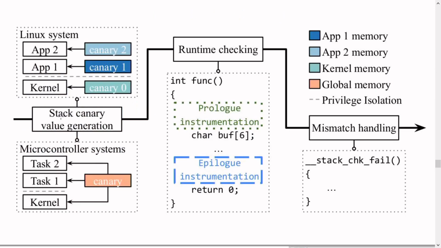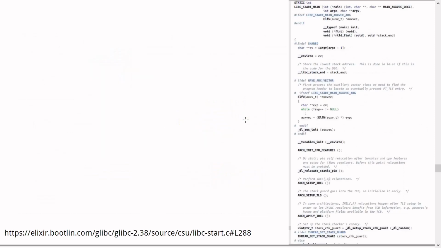So far, what we have been saying is, at the function level, what the instrumentation looks like at the beginning of each function, and also at the end. And if a mismatch happens, we call the stack check fail local C library function. We haven't talked about how that value is generated. For Linux right now, that value is only generated once. So for all the functions in the same program, in the same process, they have the same canary value. It's only generated once at the beginning of the program.